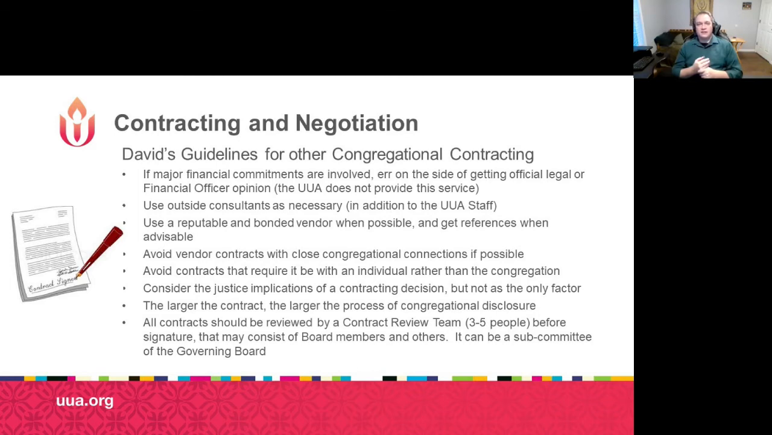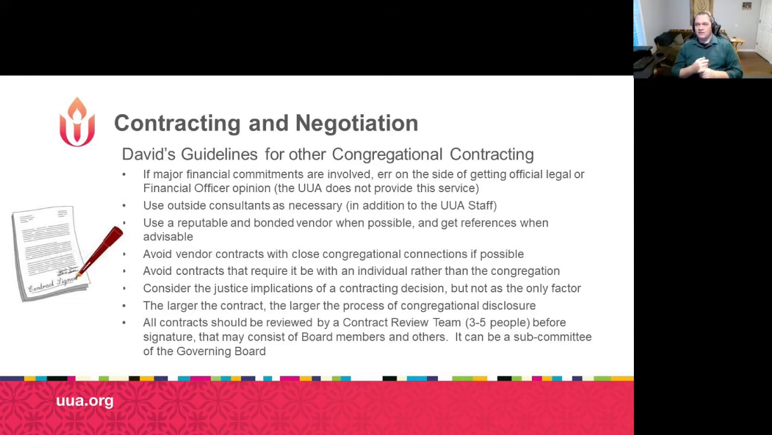Avoid vendor contracts with close congregational connections if you possibly can. One of the things that regularly happens is a vendor for some service is a member of the congregation, and they're willing to give the congregation a great rate. And that works wonderfully if the service works wonderfully, but sometimes it doesn't.